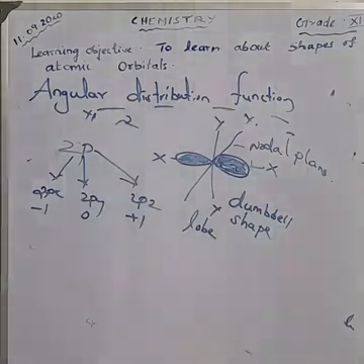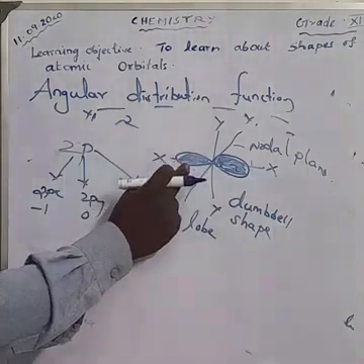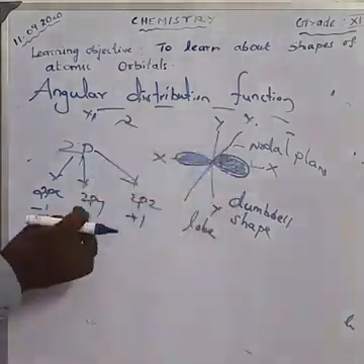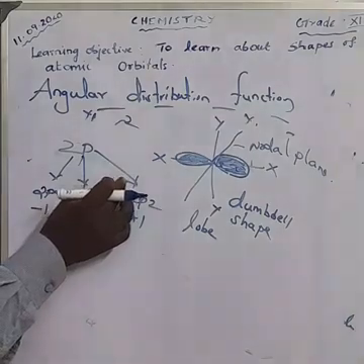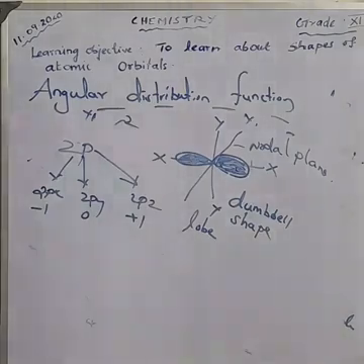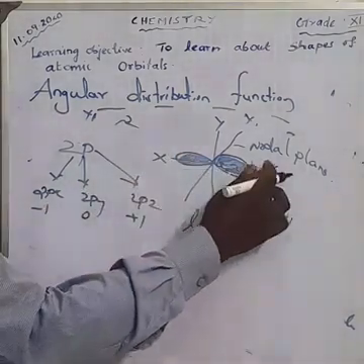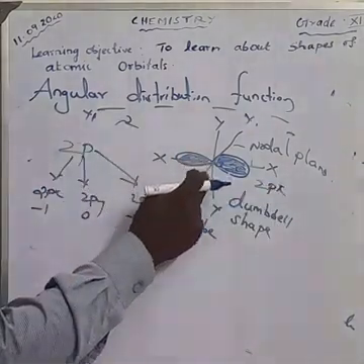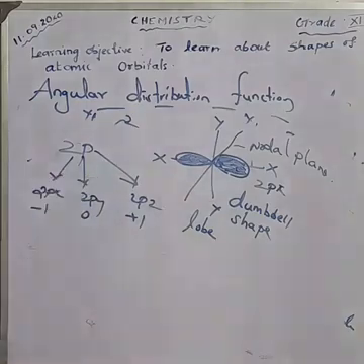Okay, 2px like that. If it is present on the x-axis, we say 2px. Suppose these two lobes are present on the y-axis, it means 2py. Suppose it is present on the z-axis, it means 2pz. All the diagrams are in your textbook, please look and learn. Okay, you can try it, take a written practice.